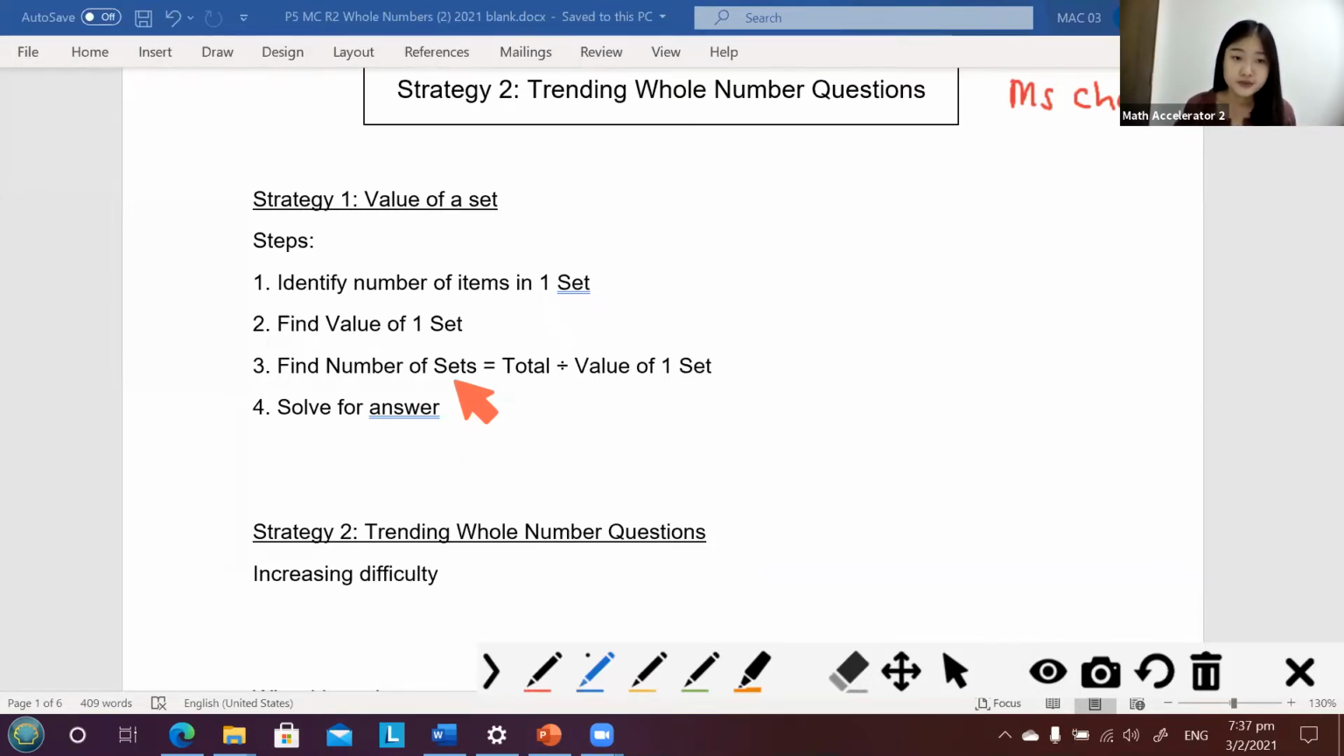After you find the value of the set, you want to find the number of sets. So how do you find that? You can use this: total divided by the value of one set that you found in step 2. So what is the total? It will be given to you in the question. You must be able to highlight and identify which is the total you're talking about. And then the last step will be to solve for your answer, depending on the question. All right, so let's try the first question.